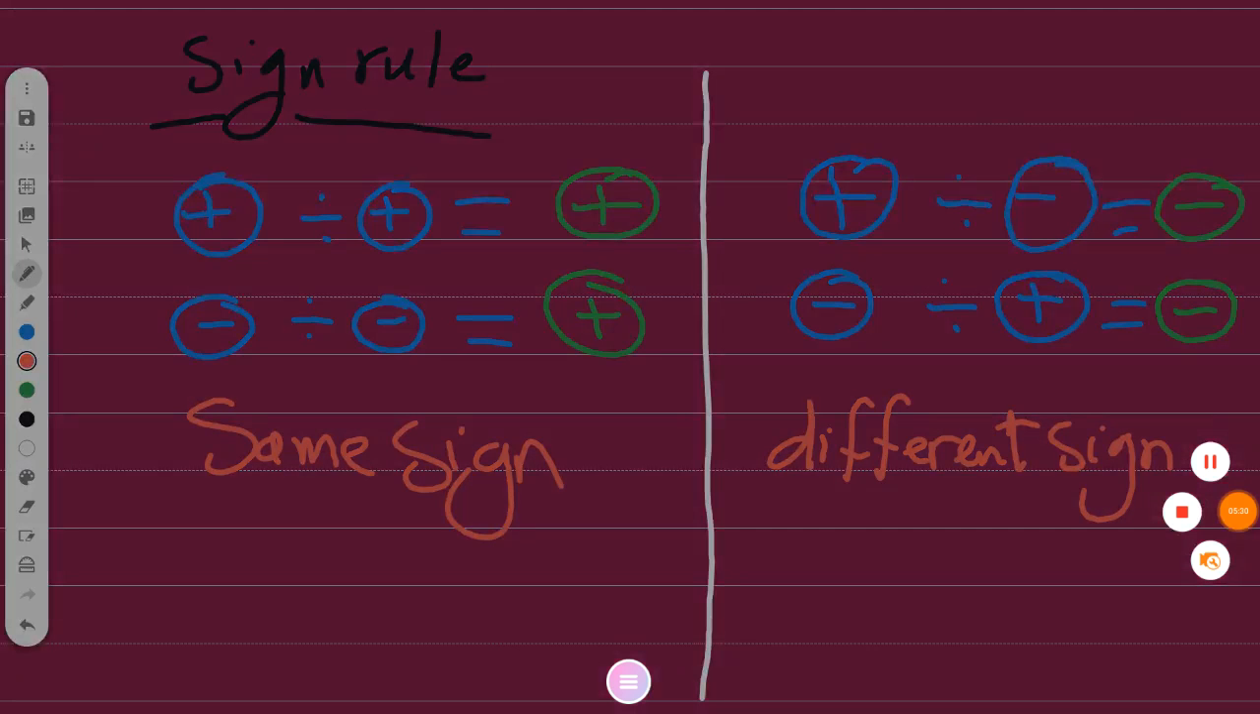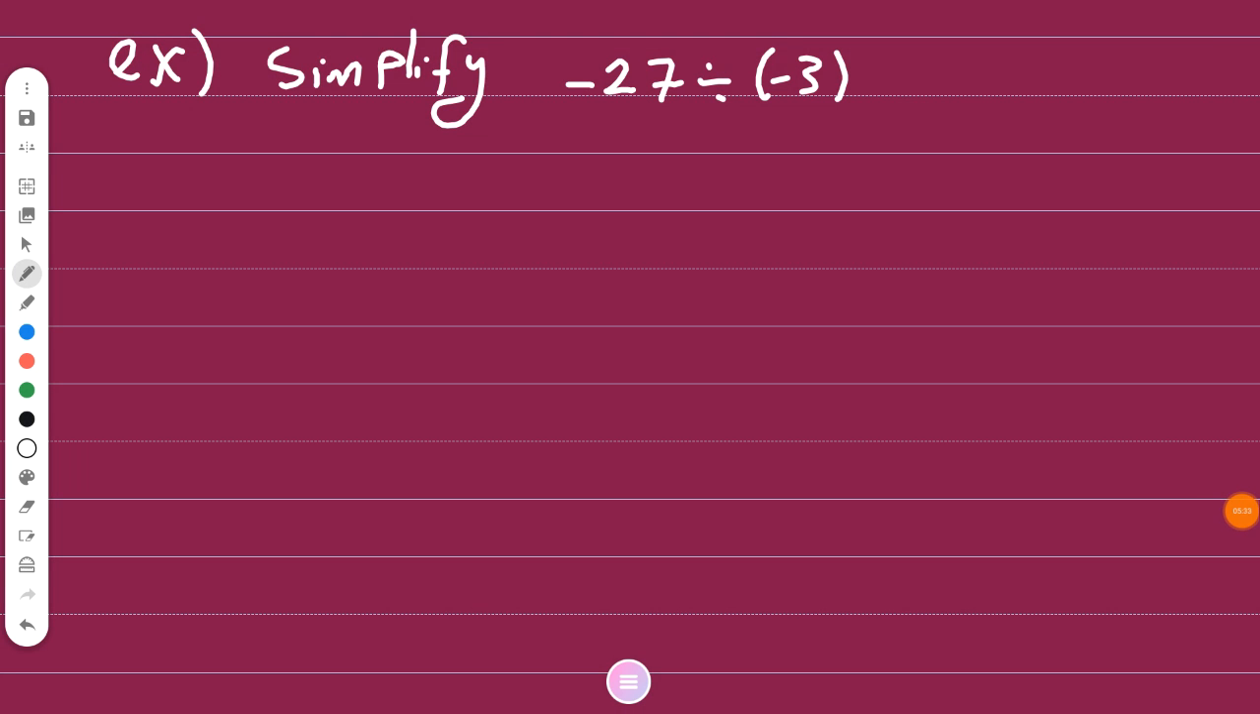Okay. Now let's move to this example. Simplify negative 27 divided by negative 3. Directly with the rule of division, which we already studied, we find negative divided by negative. The result will be what? Yes, it will be positive. That's right. So 27 divided by 3. What times 3 gives us 27? 3 times 9. Yes, this is the answer. So the answer is positive 9.